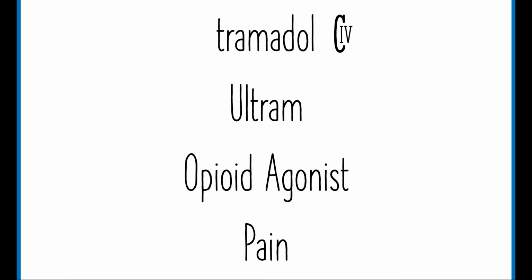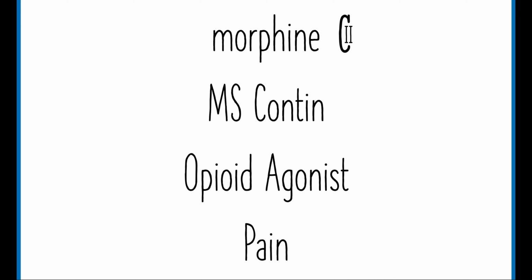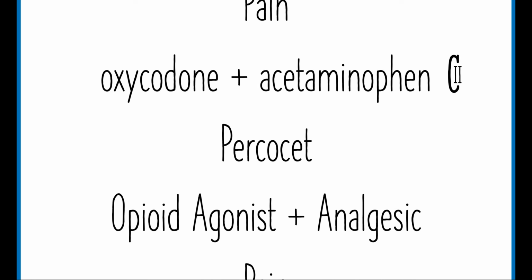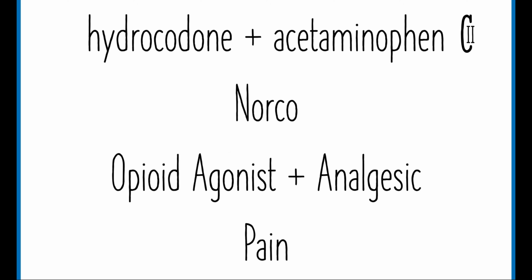Tramadol or Ultram is an opioid agonist for pain. Morphine or MS Contin is an opioid agonist for pain. Oxycodone or OxyContin is an opioid agonist for pain. Oxycodone with acetaminophen or Percocet is an opioid agonist with an analgesic for pain. Hydrocodone with acetaminophen or Norco is an opioid agonist with an analgesic for pain.